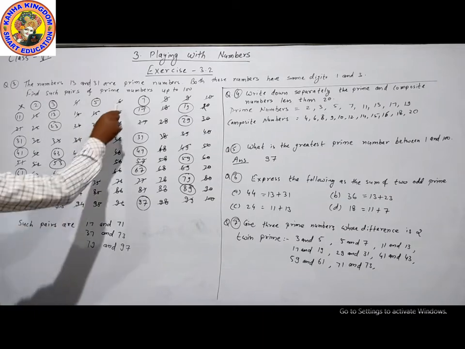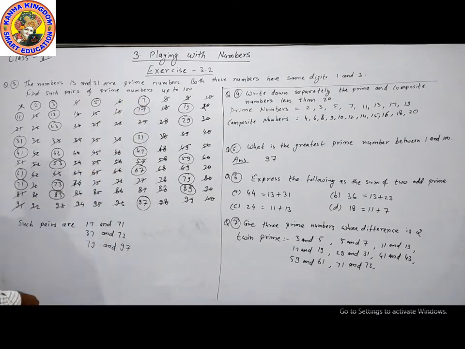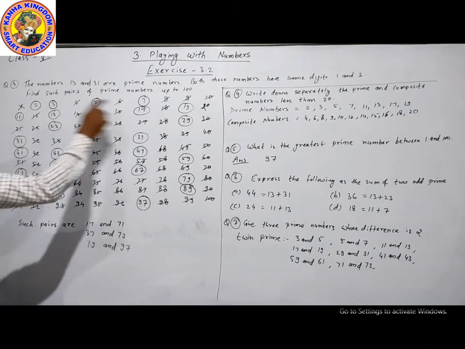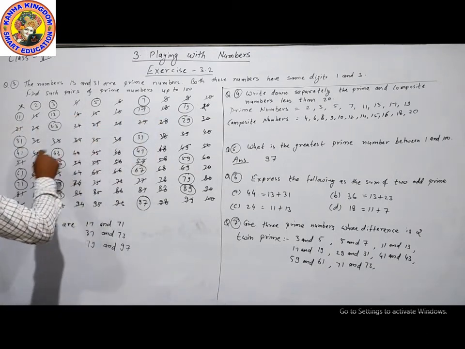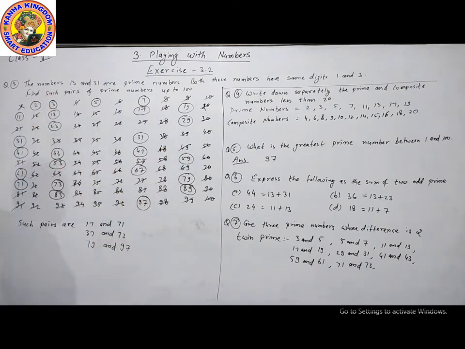6 is already cut, so we take number 7. We will cut the numbers which are divisible by 7: 14, 21, 28, 35, 42, 49 and many more. Now the remaining ones are our prime numbers, so we will circle the prime numbers. Then we find such pairs.